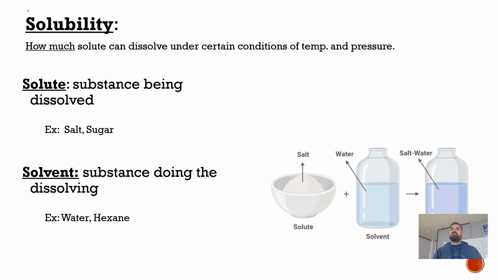But next up, we have a new term. This term is solubility. Go ahead and write out this term, solubility. Solubility is how much solute you can dissolve under certain conditions of temperature and pressure. Basically meaning you can dissolve different quantities based on the temperature of your solvent.